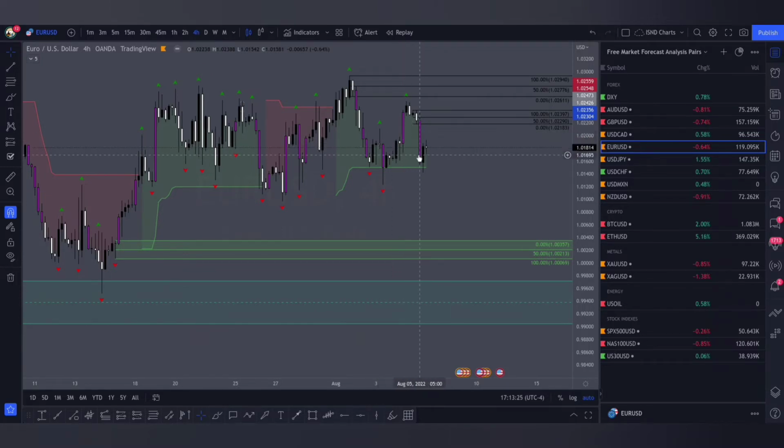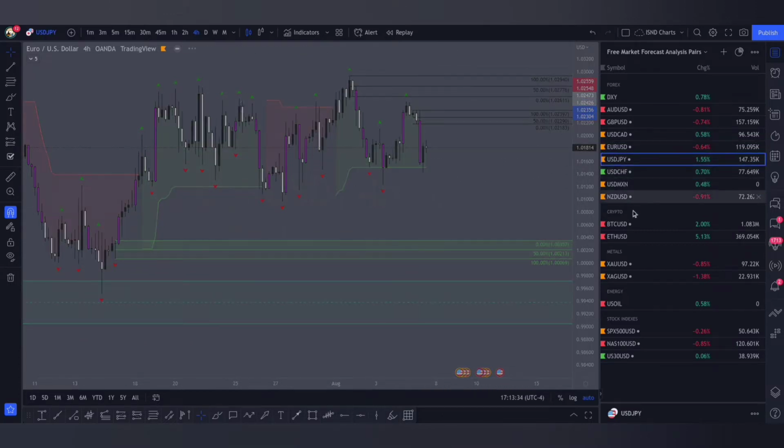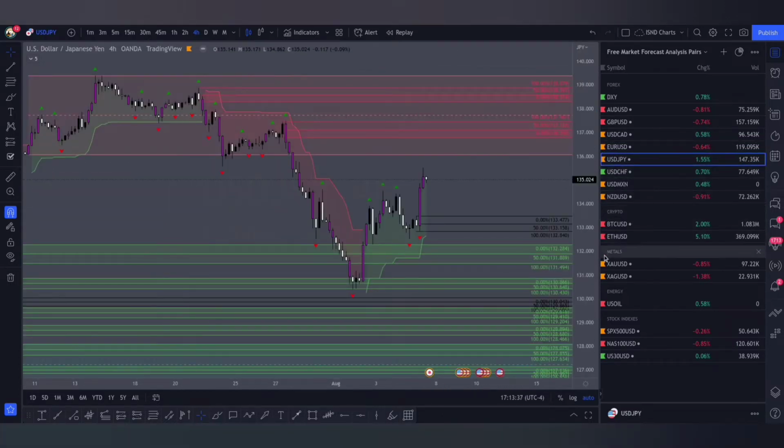So I will be looking for this pair to maybe pull up into any of these unmitigated 4-hour supplies to trade down. All right, moving along to USD JPY. Short-term currency bias is consolidation. Demand is currently in control.